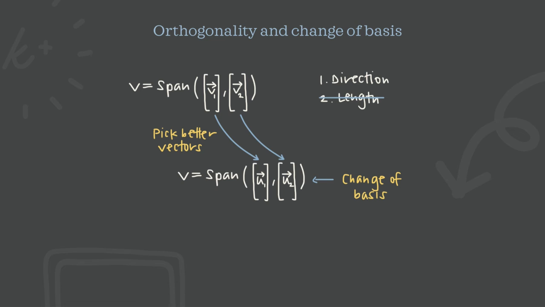We'll also look at a couple different kinds of vector sets that are particularly easy to work with. But for now, let's get started by defining orthogonal complements before we get into projections, least squares, and later on, change of basis.